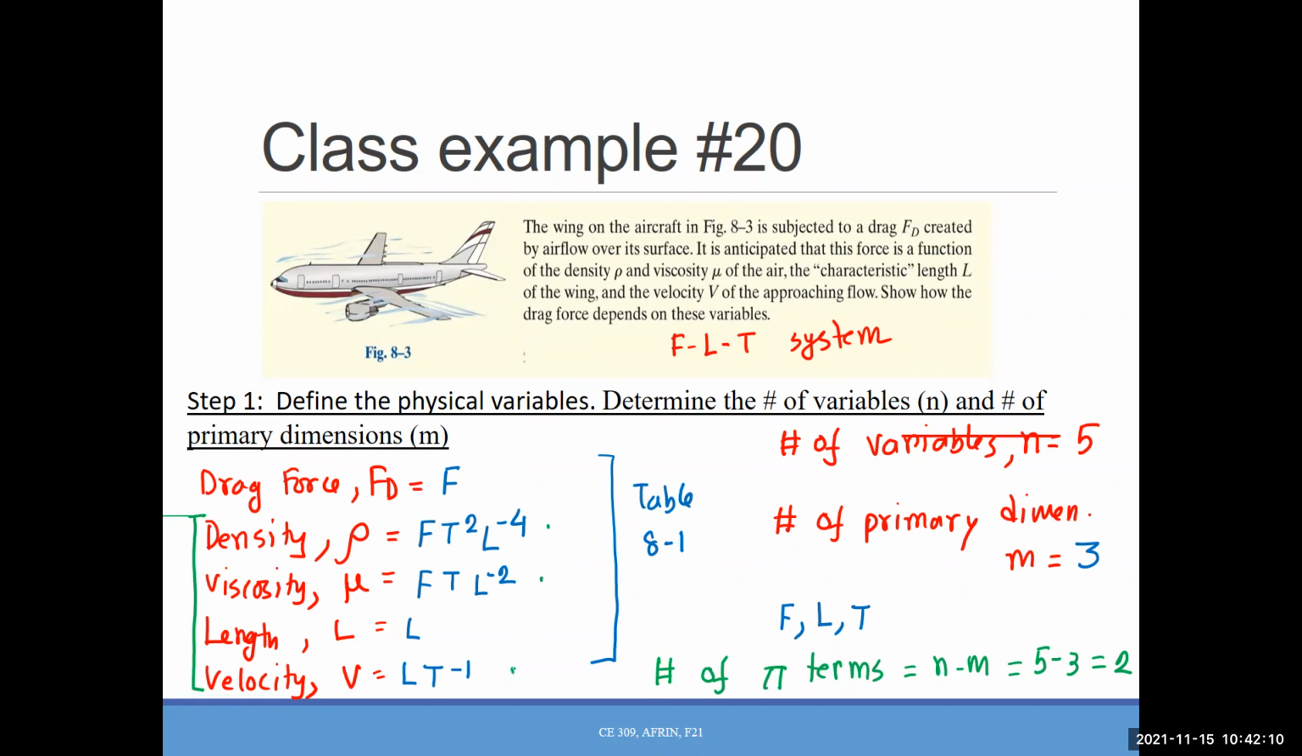Density, viscosity, and velocity, these 3. All of you agree on that? Let's check if we have all of the things. So in between these, we have F, T, L, FLT. Yeah, that will work. So density, viscosity, and velocity, those are our repeating variables.